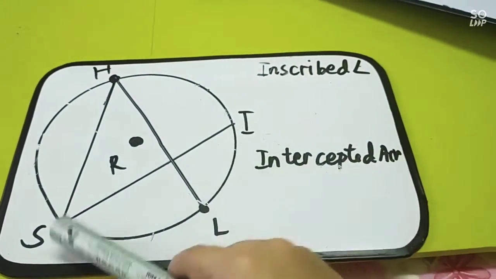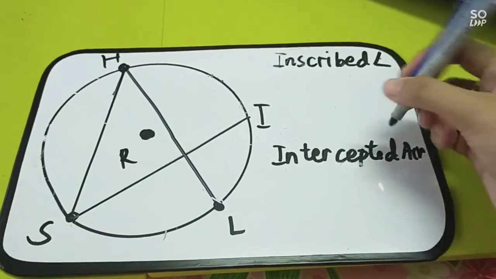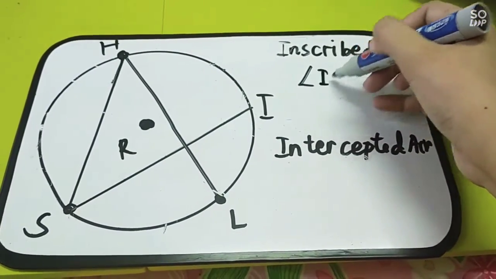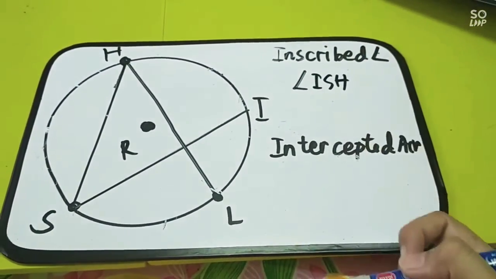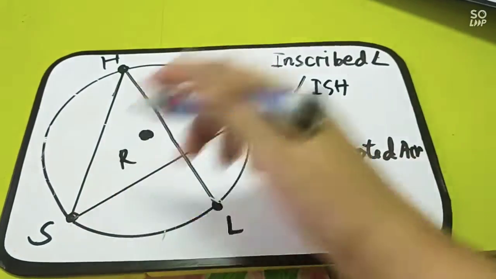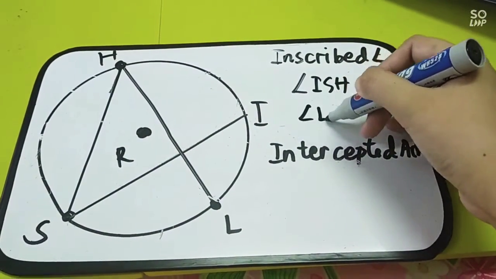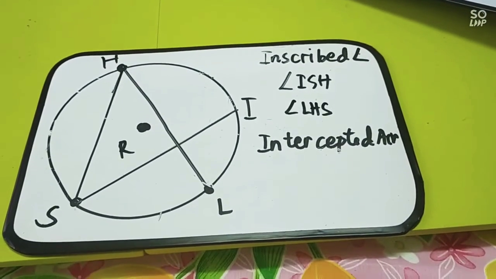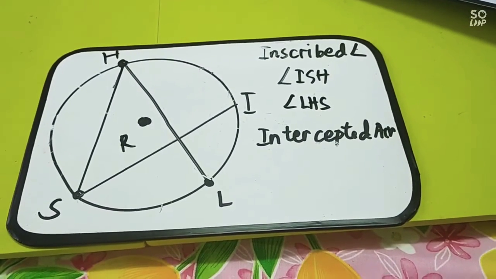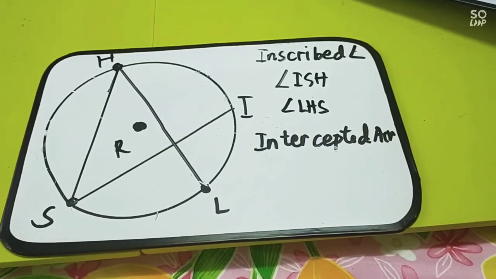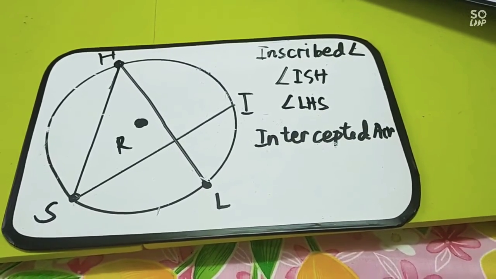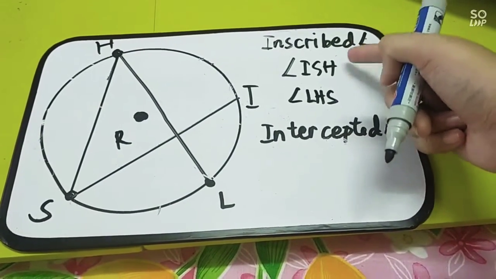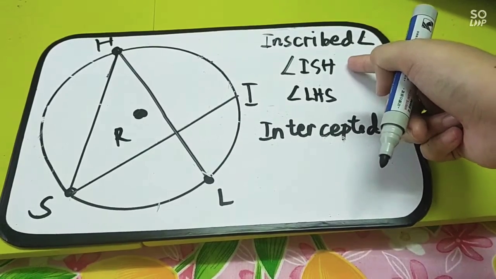We have angle ISH, and then we have angle LHS. As you can see, there are only two inscribed angles here. Okay? Next, let us find the intercepted arc of this given inscribed angle.